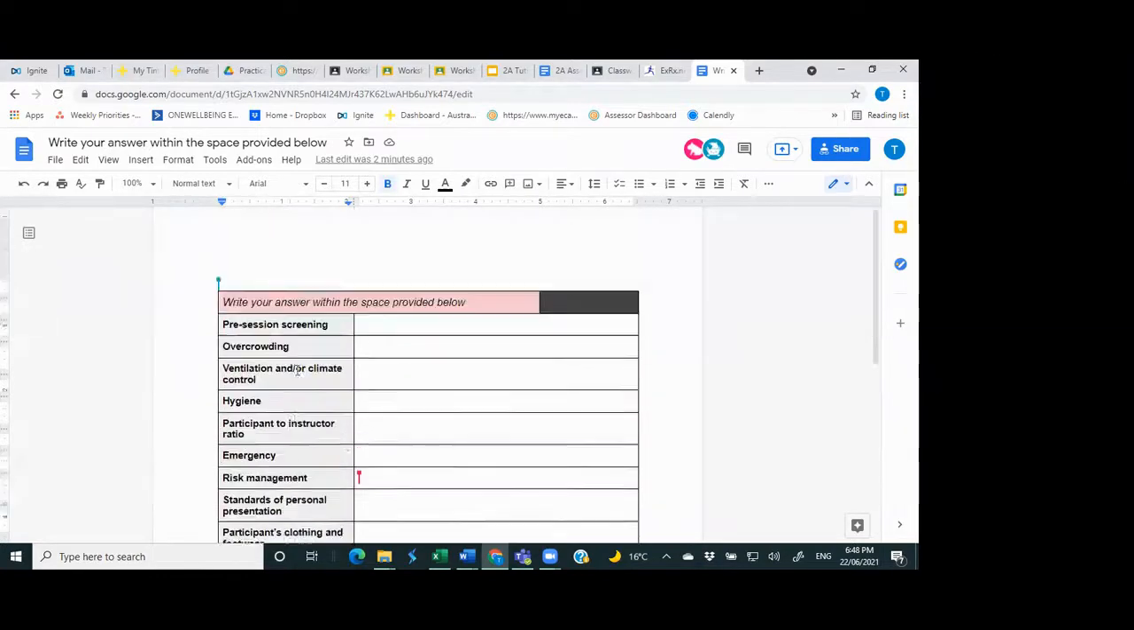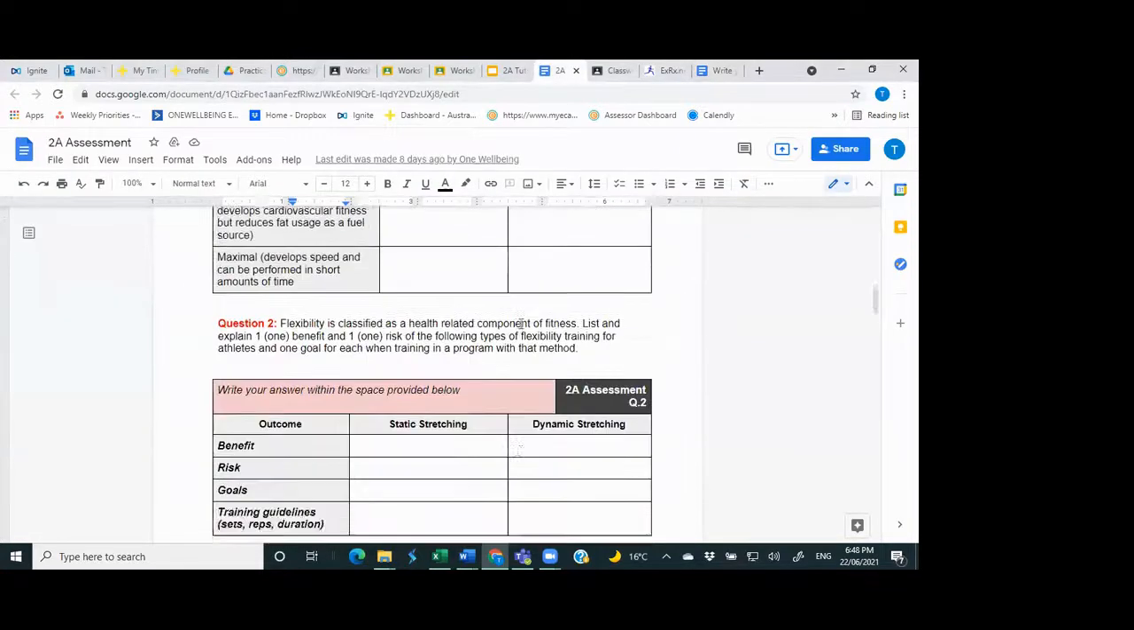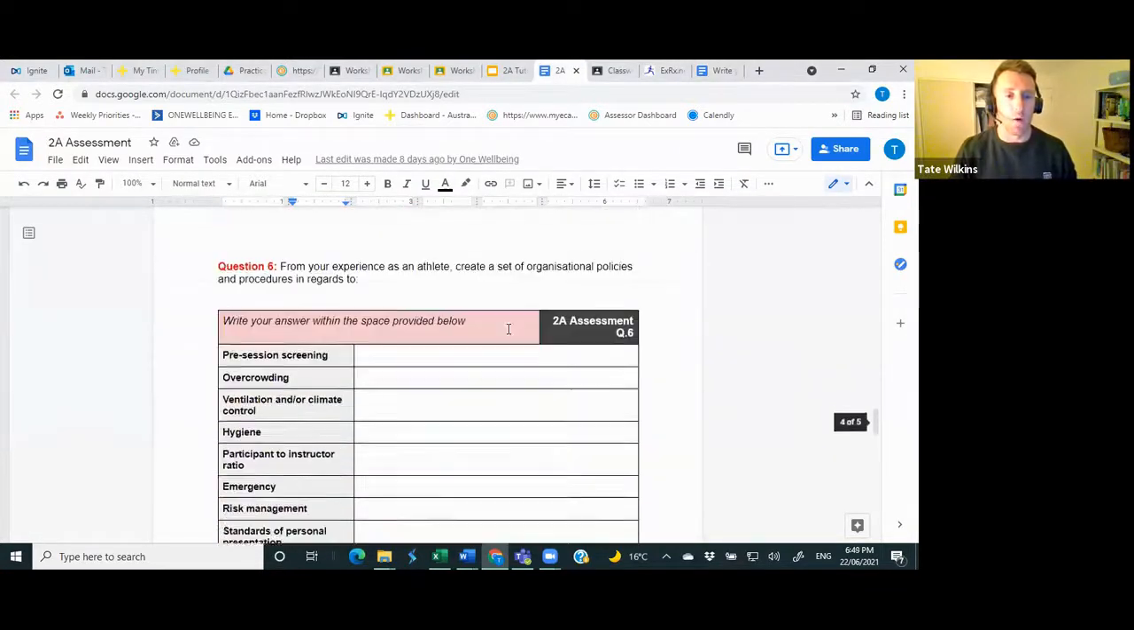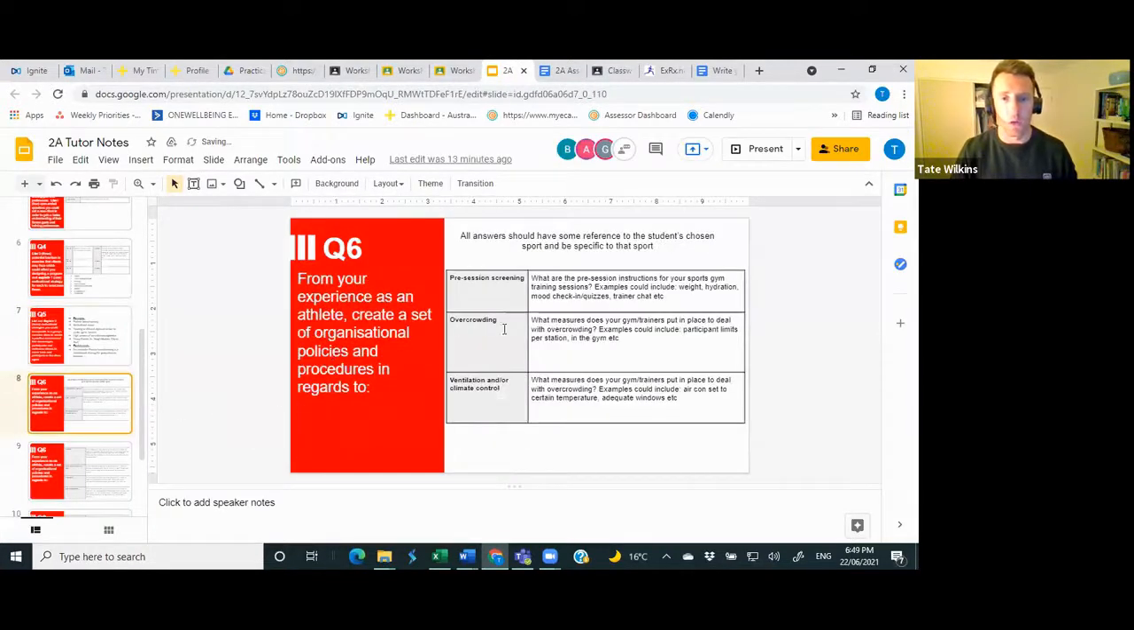Sorry, Tate, are we just using the ones in the tutor notes? Oh, we did it sort of write in our own words, but you can use that as a guide. Yep. I've sort of structured it so how you would do it.